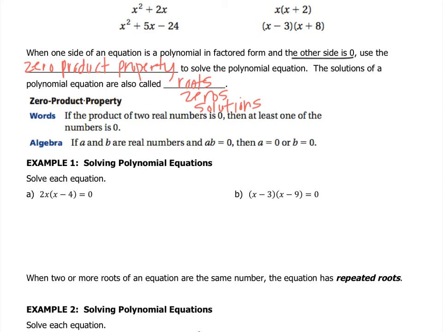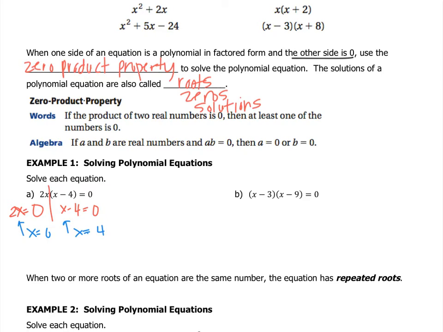So in example 1a, I've got this equation, 2x times x minus 4 equals 0. So what we know is either this piece, 2x equals 0, I'm going to break it up by the factors, or x minus 4 equals 0. Because if 2x times x minus 4 is 0, then either 2x is 0 or x minus 4 is 0. So my two possible values of x are, if it's coming from here, then x is 0, and if it's coming from here, x is 4. And then you say, well, how did you know that, Miss Lean? And I just did the subtraction in my head. I know 4 minus 4 is 0, so that gives me an x value of 4.